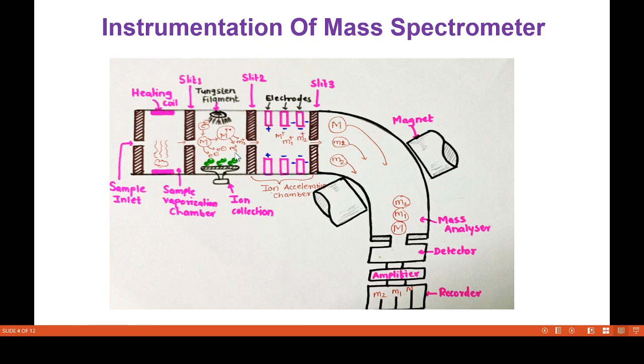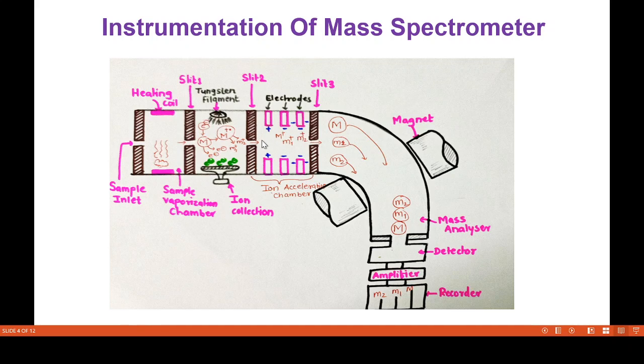When these positive ions are coming from the ionization chamber, they are first repelled by this electrode because it has a positive charge, and we know that like charges repel each other. So these positive ions and the positive electrode repel each other, and this repulsion takes place towards the right side because at the right side more negative electrodes are present.